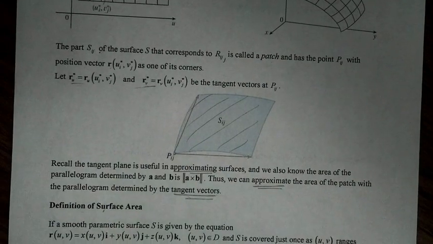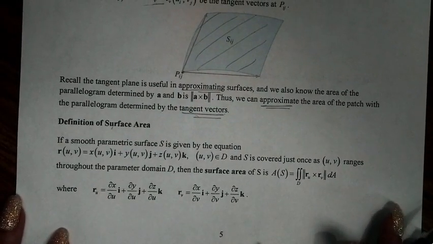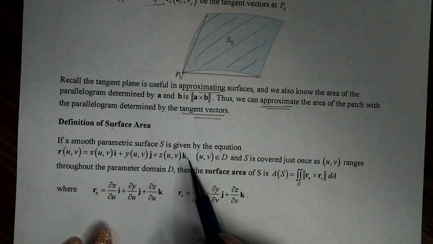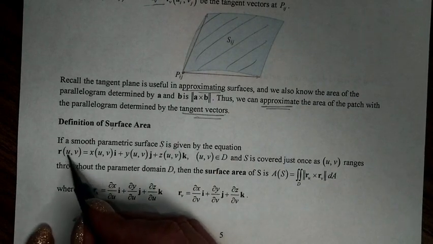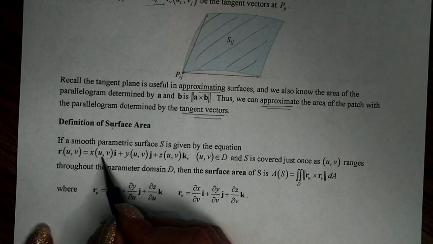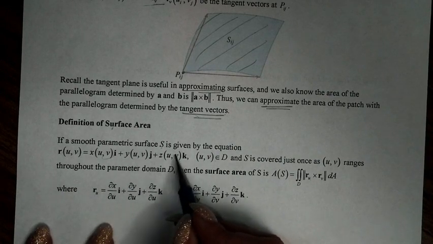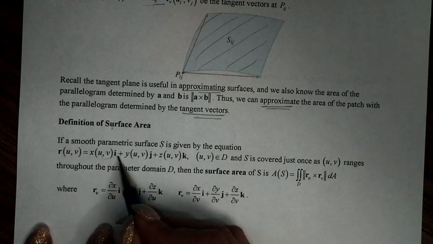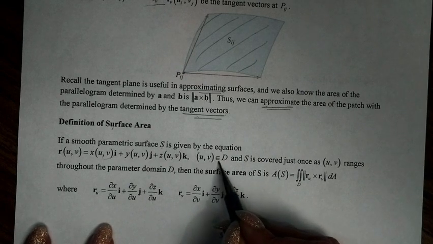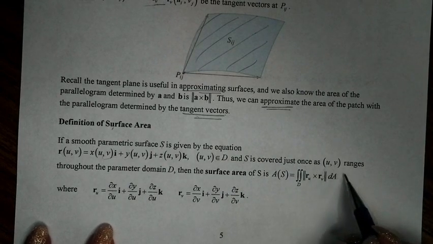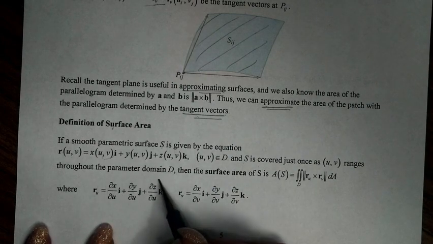So what's the surface area? Let's look at the definition. If you have a smooth parametric surface S given by the equation r of u, v equal to an x component, comma, y component, z component, all these components have two parameters, u and v, with u and v being on D, and S is covered just once as u, v ranges throughout the parameter domain D.